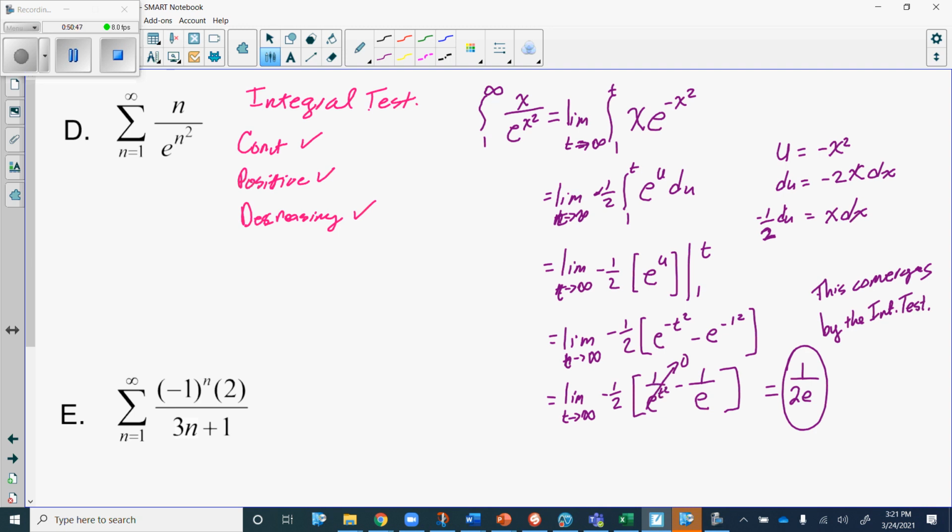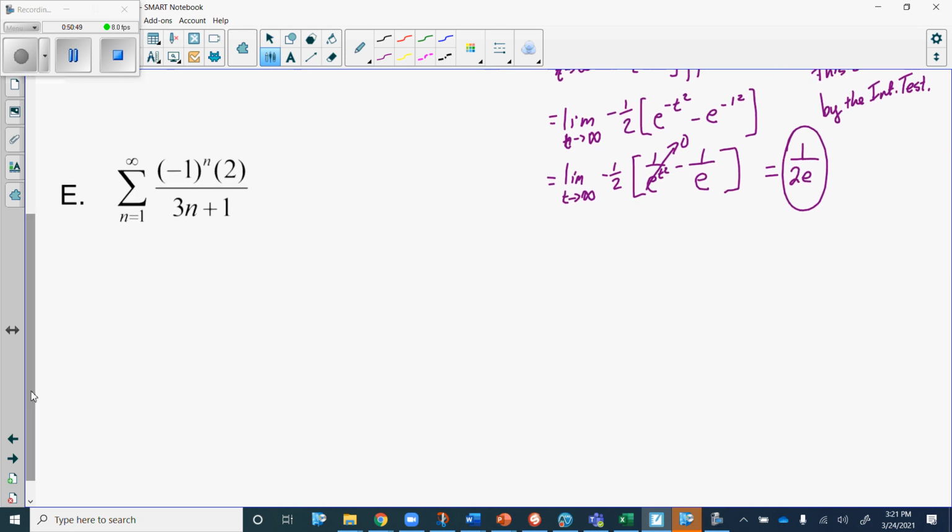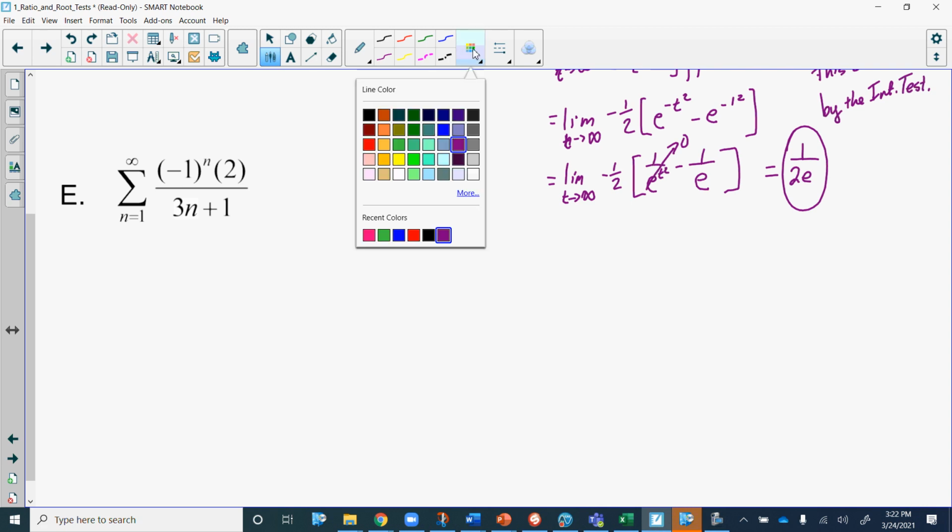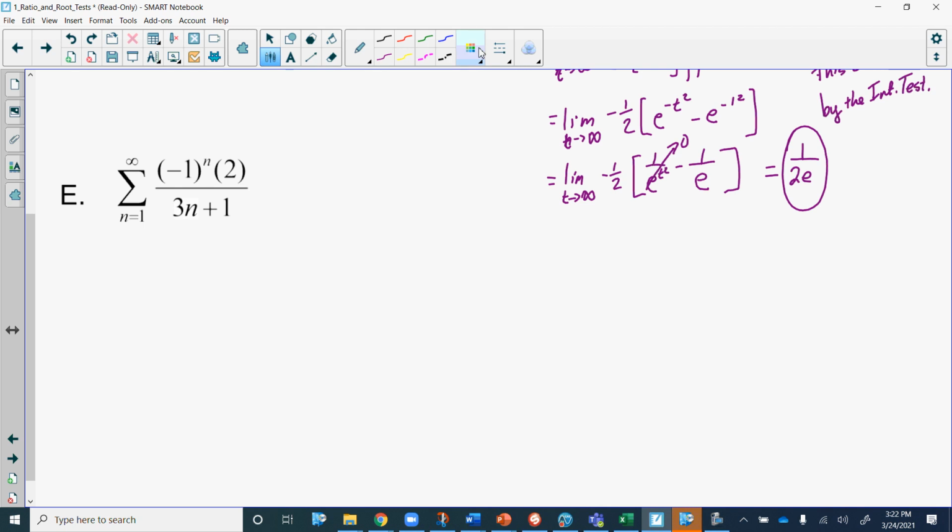Moving on to example E, what we have here, ideally, the negative 1 to the power of n should be a tip-off that we're going to be having an alternating series here. So let me pick another color. Let's go green so it doesn't blend in with the purple so much. So this one here is going to look like an alternating series based off of what we see here.